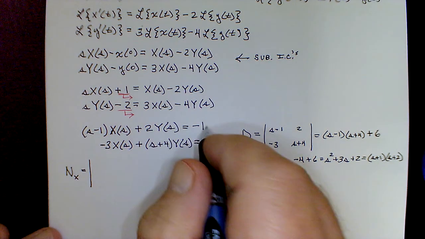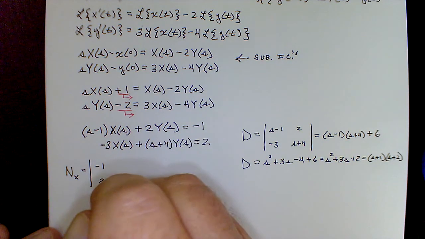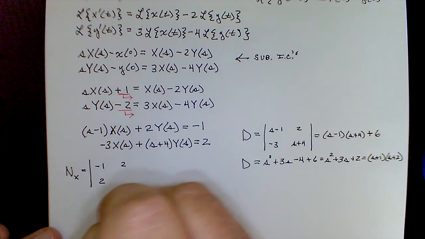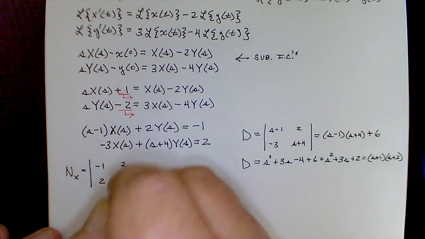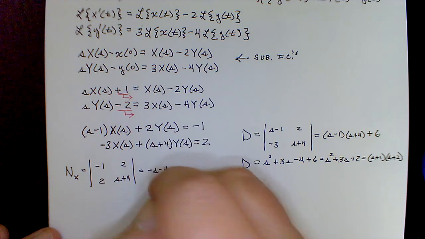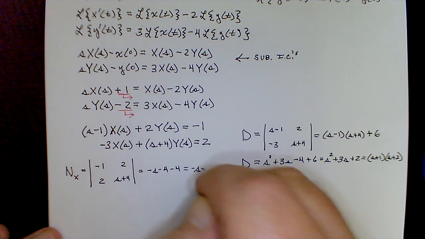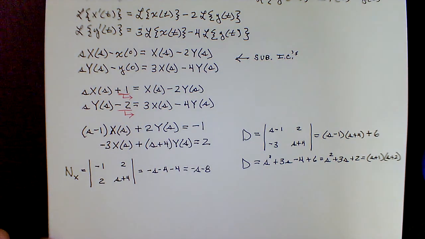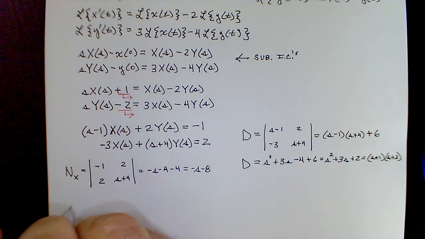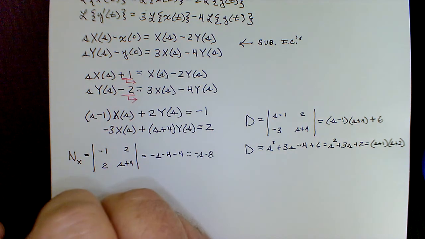Okay, so now for the numerator, we'll go for x first. So that's going to be replacing the x column by the solutions, negative 1 and 2. And then we leave the y's the same, 2 and s plus 4. So that's going to give us minus s minus 4 minus 4, or minus s minus 8. Okay, so what I'm going to do is solve for x right away, and then we'll do the same thing over again for y, in terms of calculating the numerator of y and such.